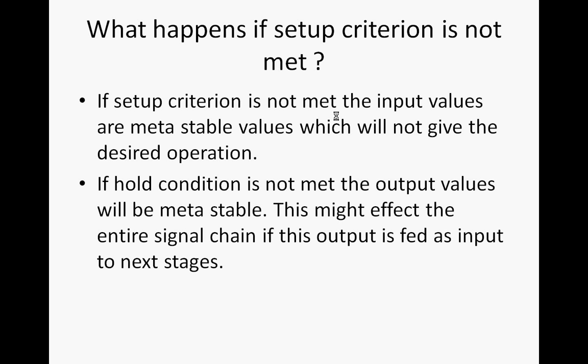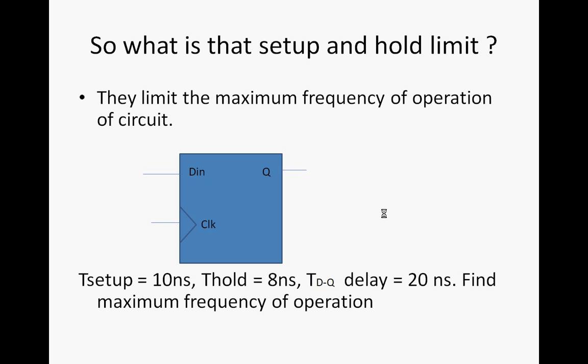So if we condense the findings we have found till now: if the setup criterion is not met, metastable values are seen at the input, which could give an undesirable operation. If the hold condition is not met, metastable values are seen at the output, and the entire signal chain would be erratic if the output is fed to the next input stage. So what limitations do setup and hold put on us?